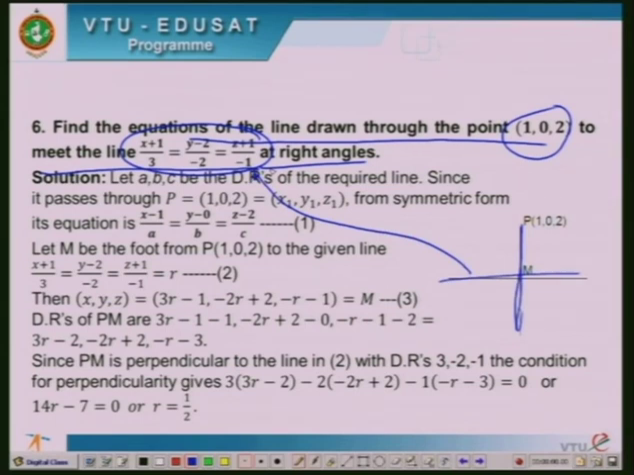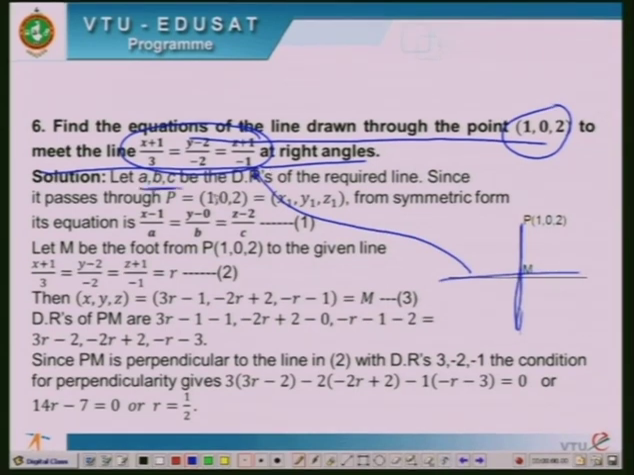So, what do you observe? Assume that a, b, c be the direction ratios of this line. Then what should happen? Since it passes through (1, 0, 2), you can apply the symmetric form (x minus x1) by a equal to (y minus y1) by b equal to (z minus z1) by c, which gives (x minus 1) by a equal to (y minus 0) by b equal to (z minus 2) by c. Now, the problem is over if you are able to find the values of a, b, c.